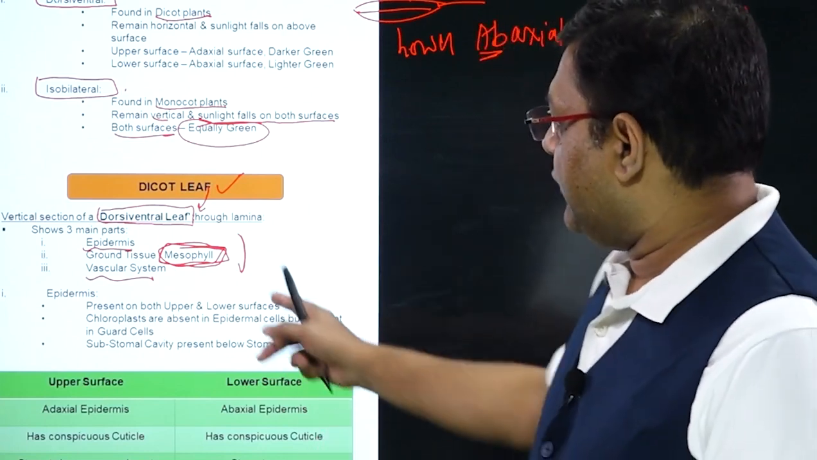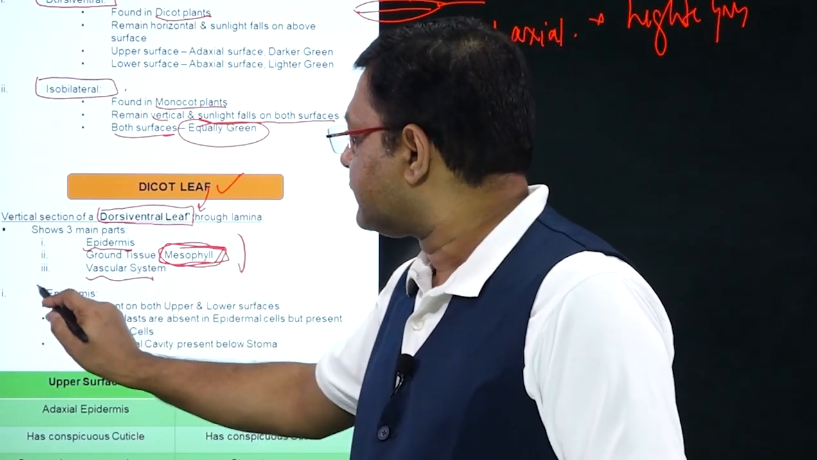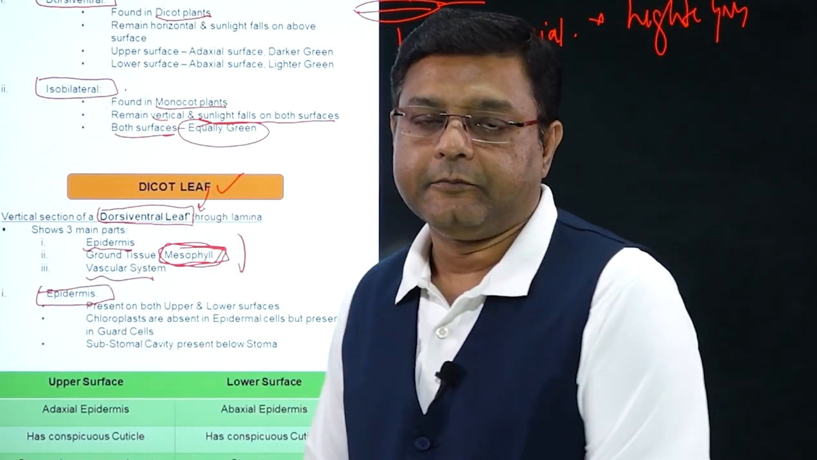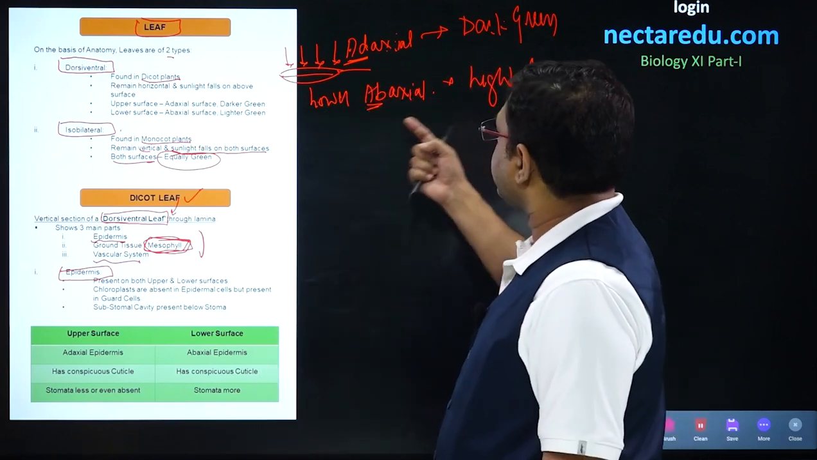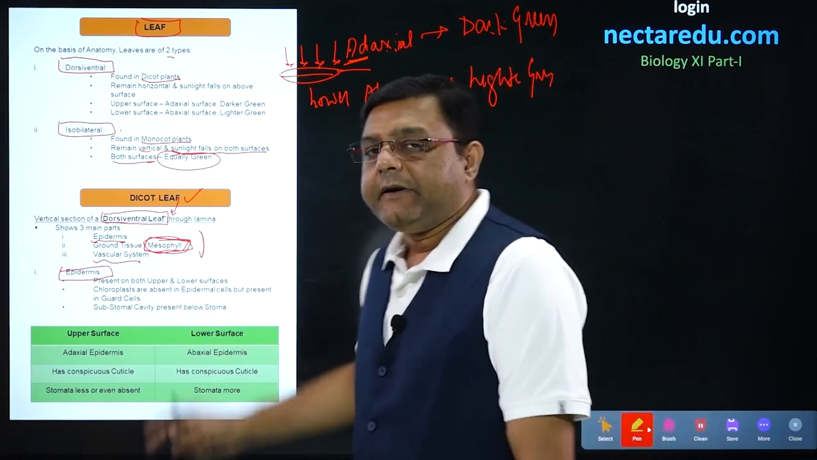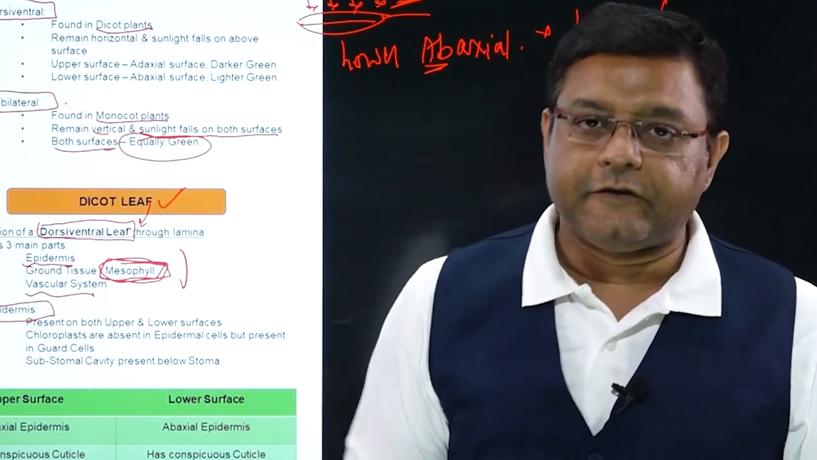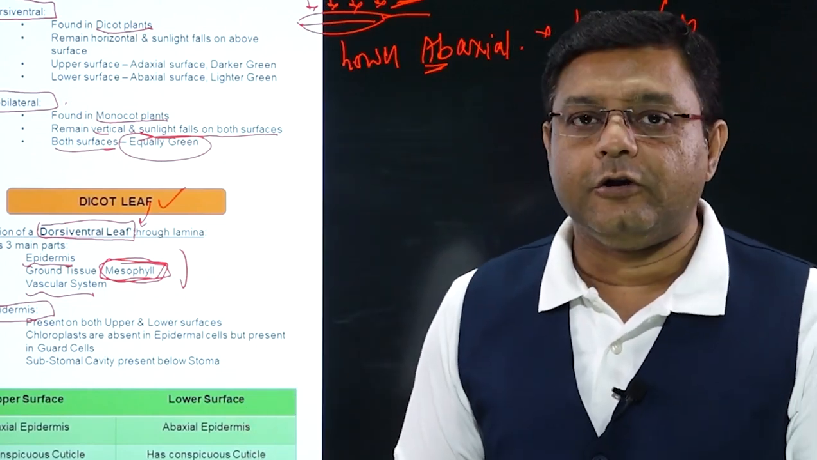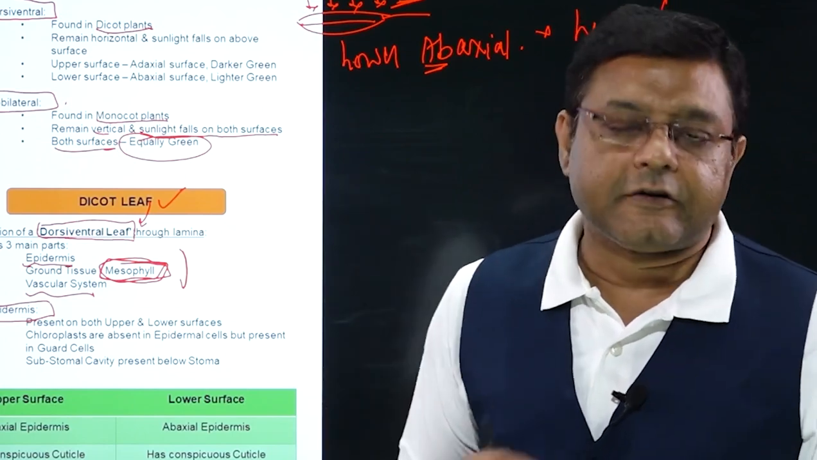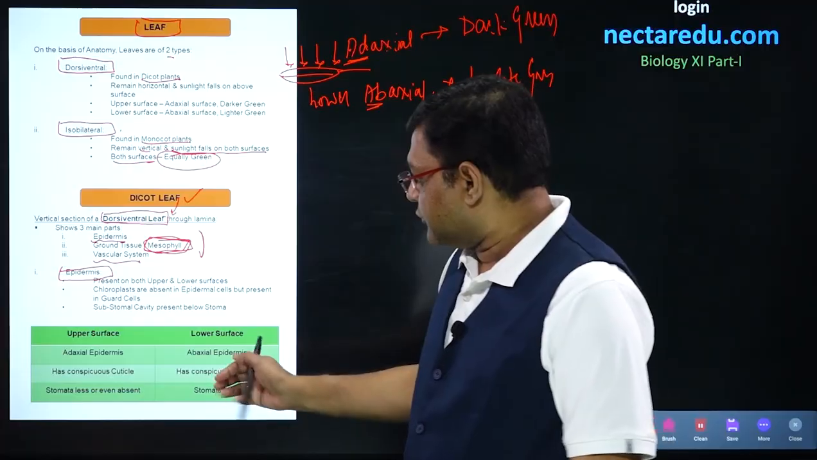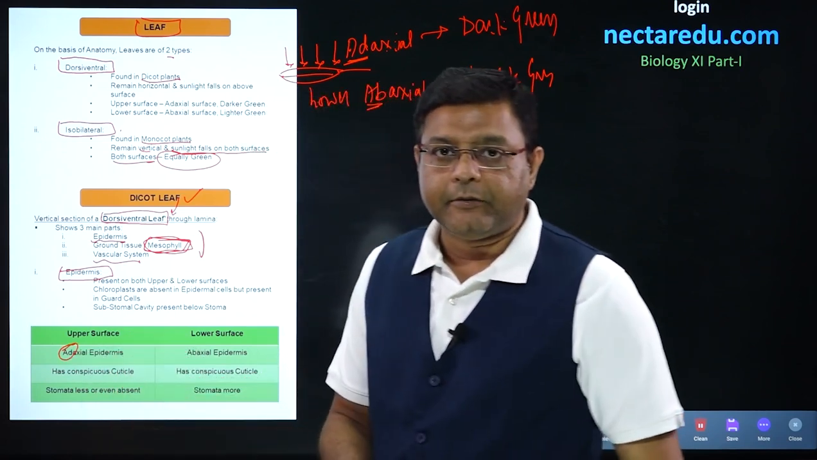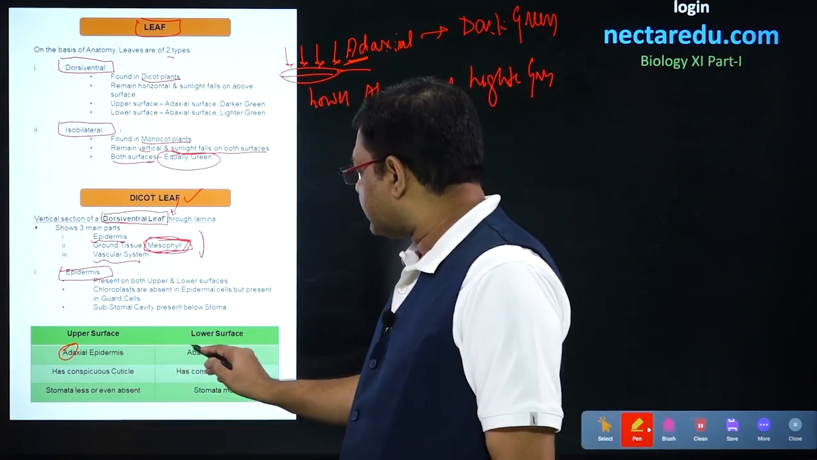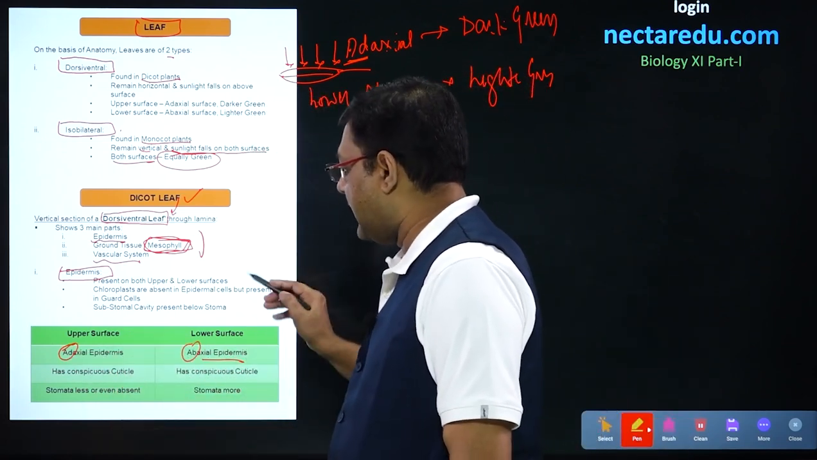In this particular video, we will cover the outermost part, and that is the epidermis. Now, if we talk about epidermis of dorsiventral leaf, then epidermis is present on both surfaces. So, upper surface will also have epidermis, lower surface will also have epidermis. So, we will say that upper surface epidermis is adaxial epidermis and the lower surface epidermis is abaxial epidermis.